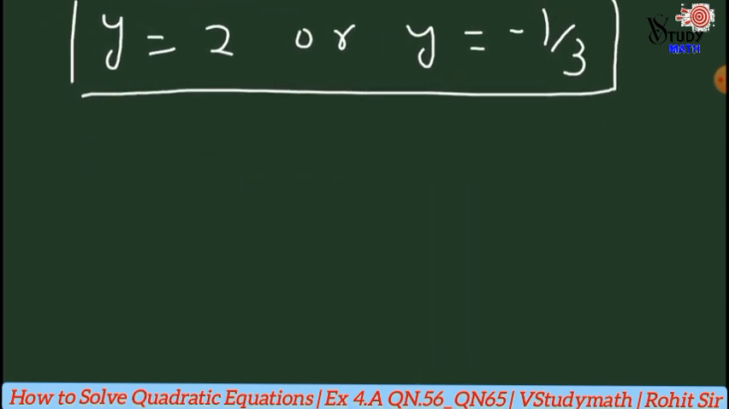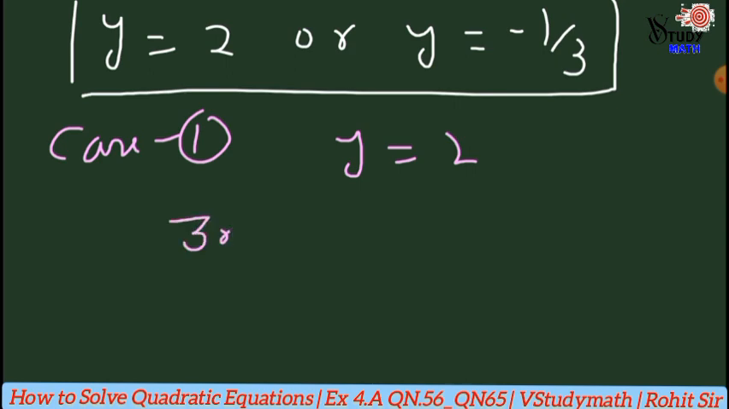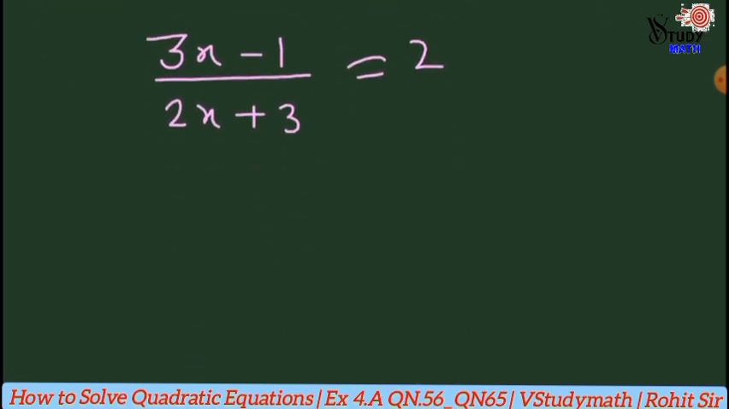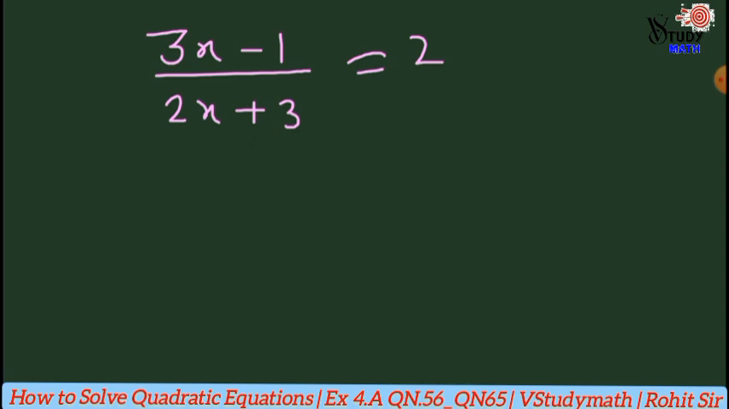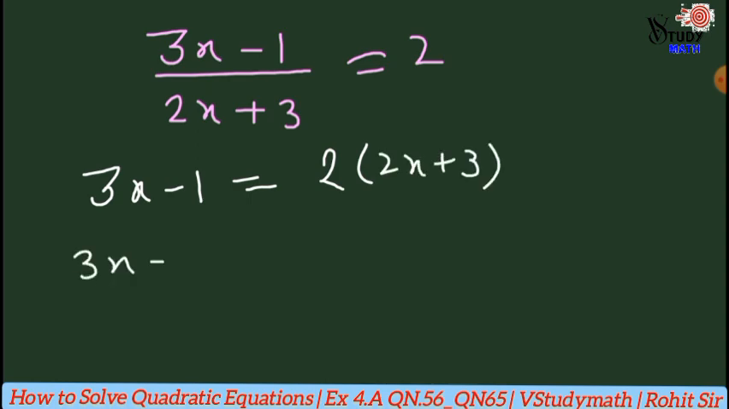Case 1, when y is equal to 2, the value of y we assume is that (3x - 1)/(2x + 3) is equal to 2. Now by cross multiplication we have 3x - 1 is equal to 2 times (2x + 3). Now 3x - 1 is equal to 4x + 6. Now 4x - 3x + 6 + 1 is equal to 0.